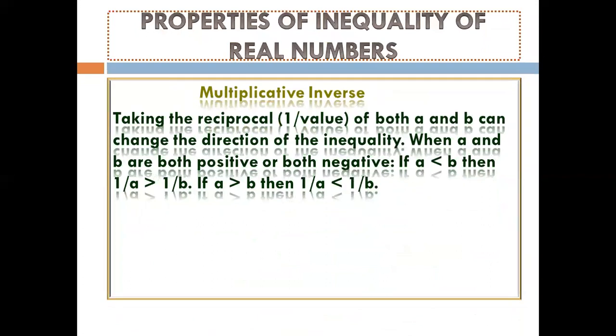Multiplicative inverse, taking the reciprocal. In equality, I told you, when we take the reciprocal, suppose we have a number 7 and you take the reciprocal 1 over 7, you multiply both numbers and you will get 1. Inequalities: when we take the reciprocal of the numbers, the inequality will be changed. Suppose you have a is greater than b. When you take the reciprocal of both the numbers, it will become 1 over a is less than 1 over b. When a is greater than b, when we take the reciprocal of both the numbers, the inequality changes: 1 over a is less than 1 over b.